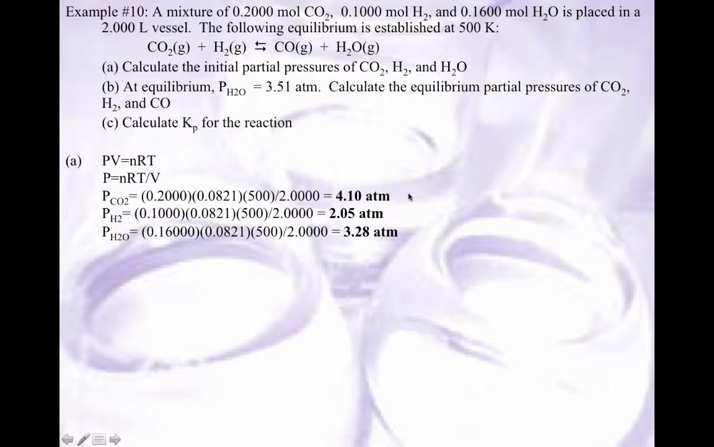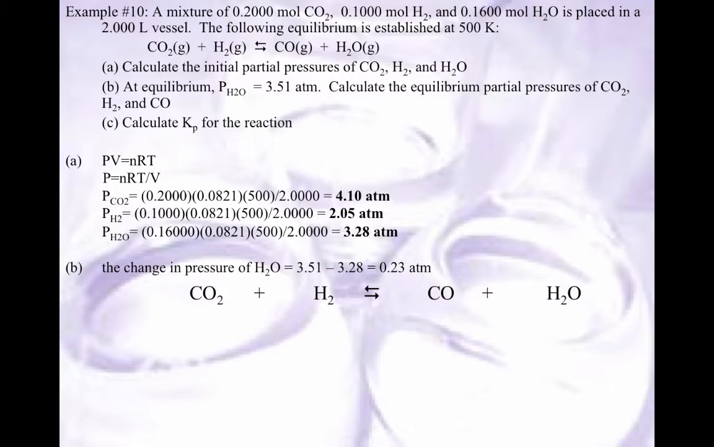So then part B says at equilibrium, the partial pressure of H2O is 3.51. Calculate the partial pressures of the other ones. So the change in pressure of H2O, because H2O is a product, so you always have to look at where it is. So we end with 3.51, we start with 3.28. That means that we gained 0.23 ATM of water. So let's do our ICE table or RICE table, whichever you prefer. Reaction, I rewrite the reaction. I write in the initial amounts. That's what we found in part A, right? I is initial. So 4.1, 2.05, 0, and 3.28.